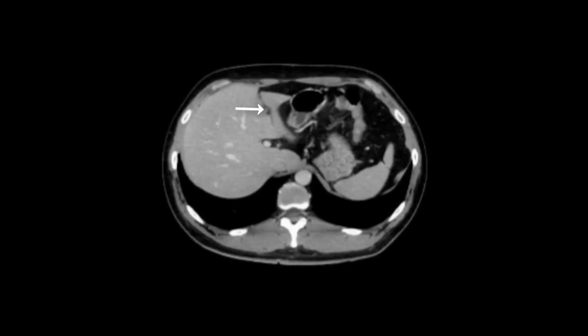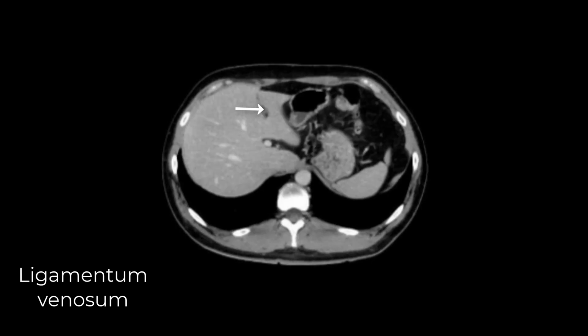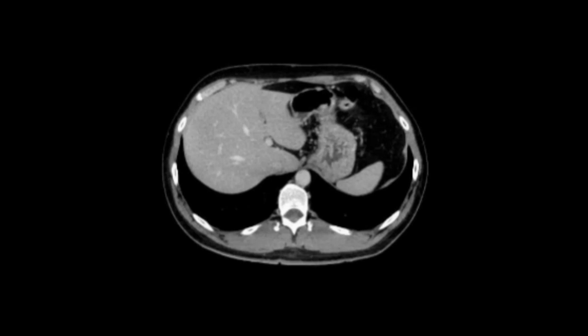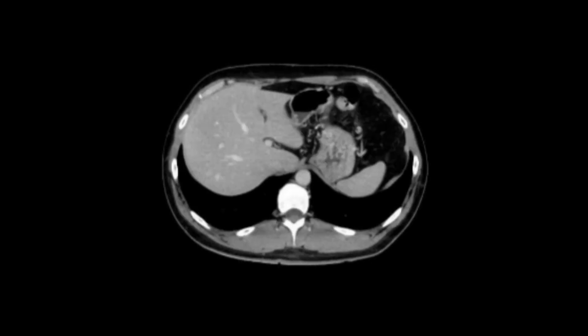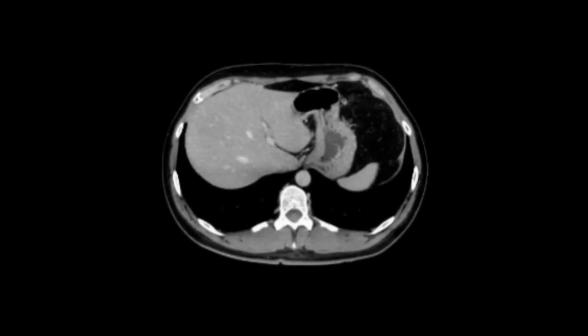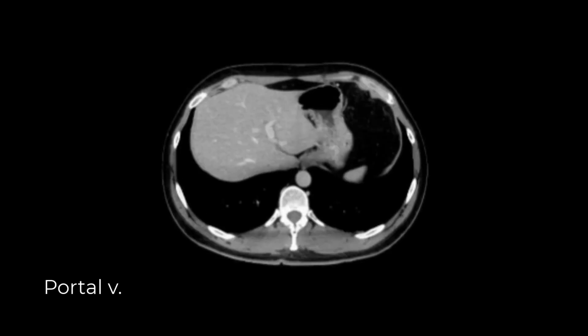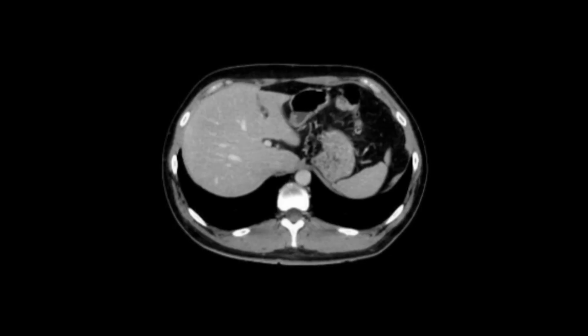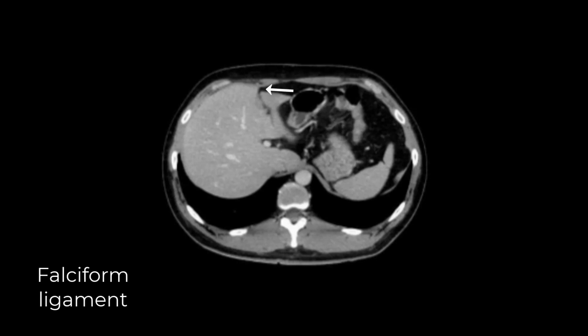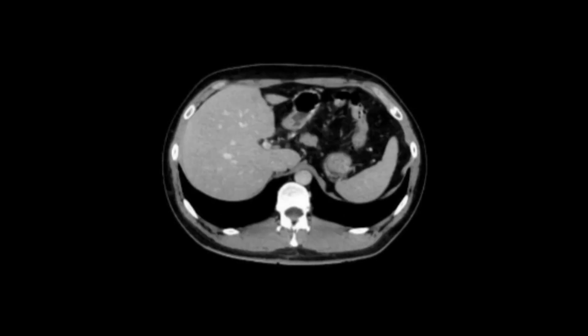By the way, this grayish, dark line here represents the ligamentum venosum, which subdivides the left lobe of the liver from the right lobe of the liver. And of course, the portal vein shows us where the porta hepatis is located. The falciform ligament is closer to the anterior wall of the abdominal cavity, and it is much better visible in patients with excessive fluid in the abdominal cavity.